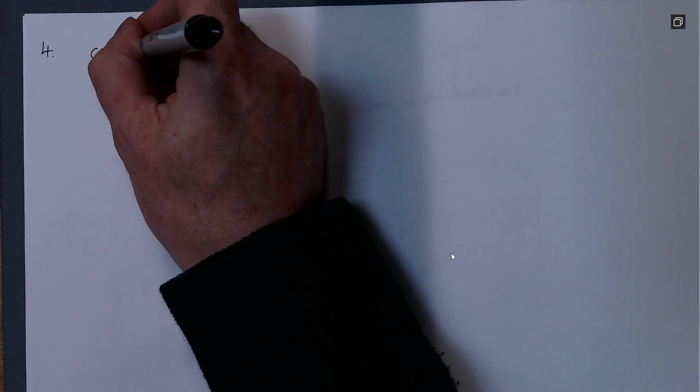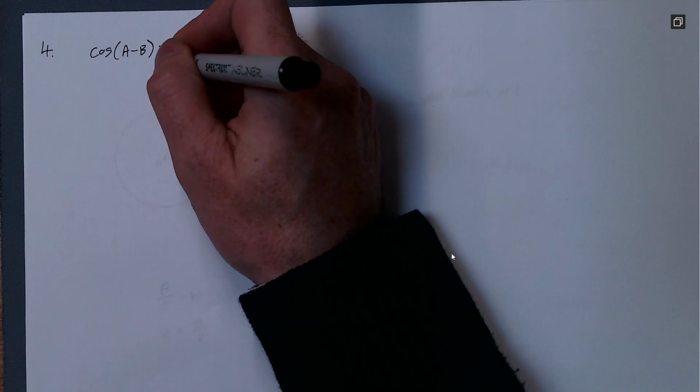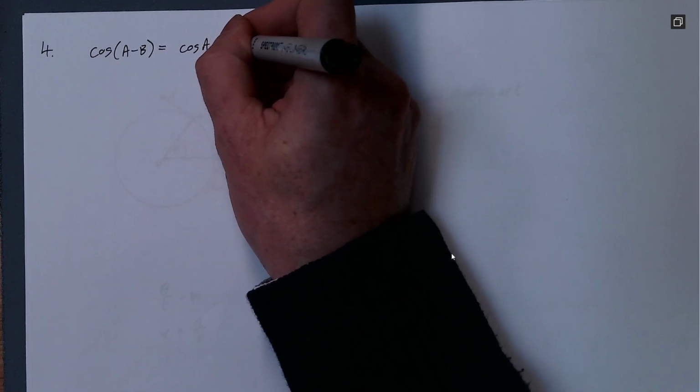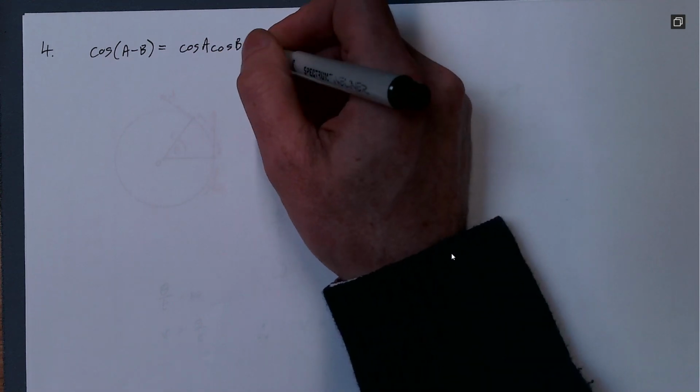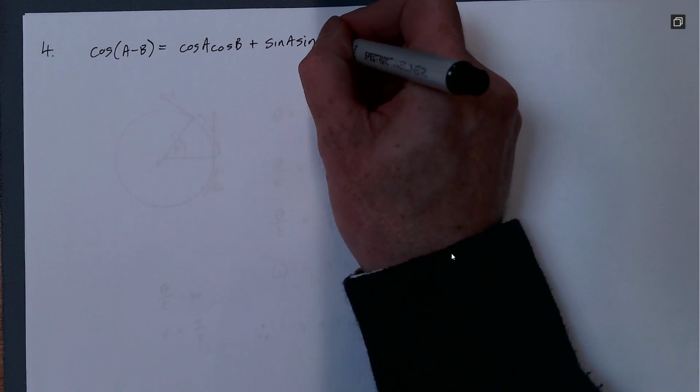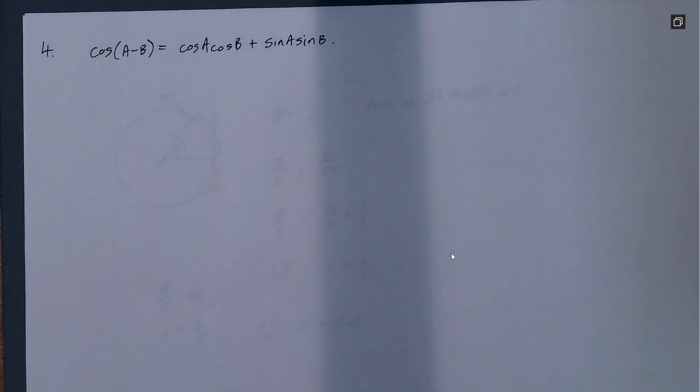Now we want to prove the formula for cos of (A minus B). So cos A cos B minus or plus sin A sin B. It is not a question, it is just a short formula. Prove, stating what formulas from trigonometry and coordinate geometry are assumed.